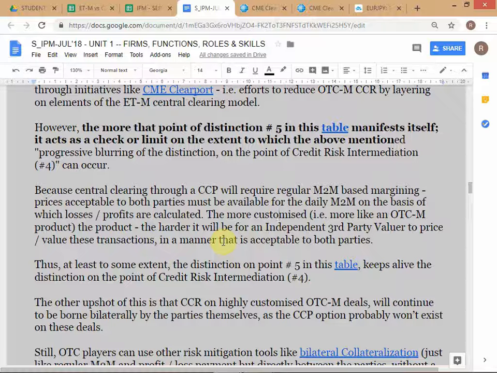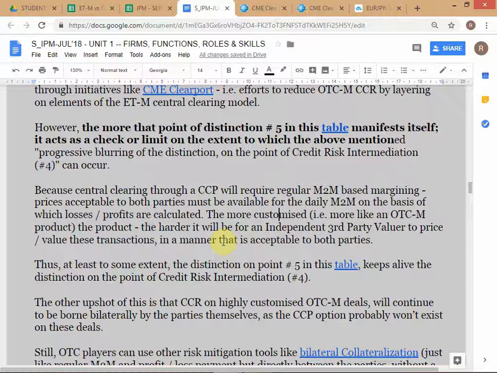Have you understood what I'm saying first? The point is written there in the notes also. The extent to which this distinction on credit risk intermediation is getting blurred is limited by the degree of customization that exists in OTC contracts. If you look at a bunch of contracts at any point of time, the more customized those contracts, the more difficult it will be to route them through a CCP. Why, I'll explain later, but first you understand what I'm saying.